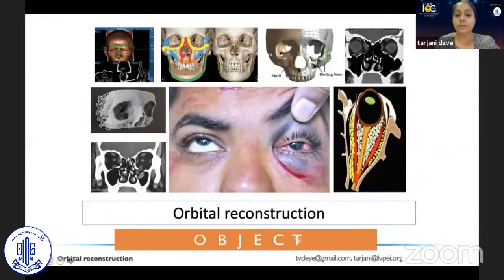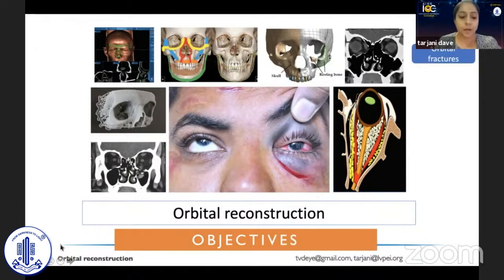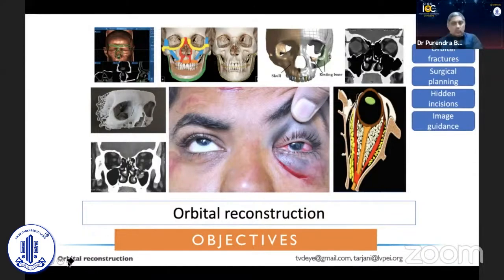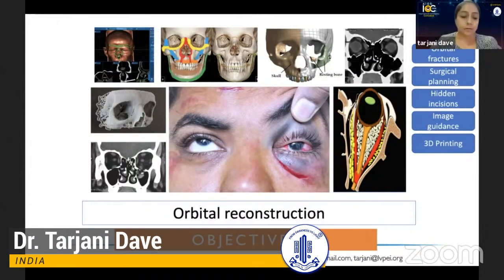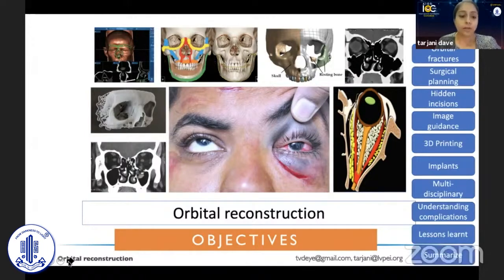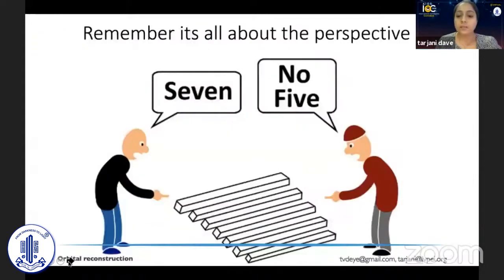Now, I'd briefly like to take you through the objectives of my presentation today. We'll be talking in short about orbital fractures, the way we classify them, the surgical planning, the hidden incisions that are used these days for improved aesthetics, image guidance in orbital reconstruction, the role of 3D printing, the implants used for orbital fracture repair, the need for multidisciplinary care, understanding the complications of orbital fracture repair, and the lessons I have learned along this journey. I will summarize these with 10 pointers.